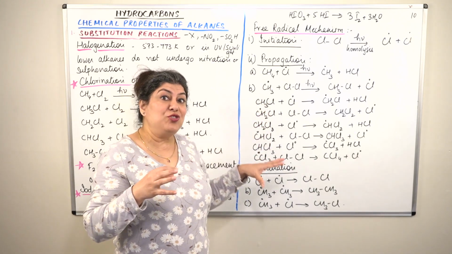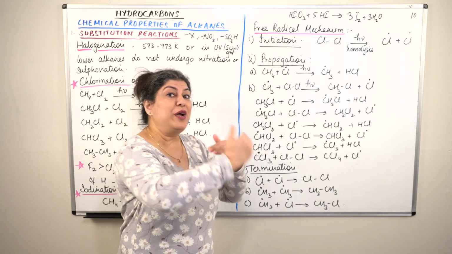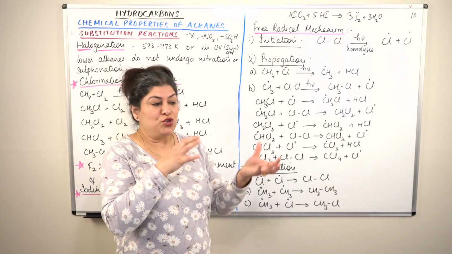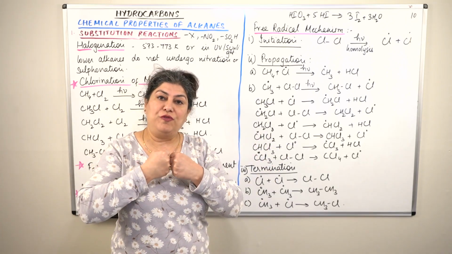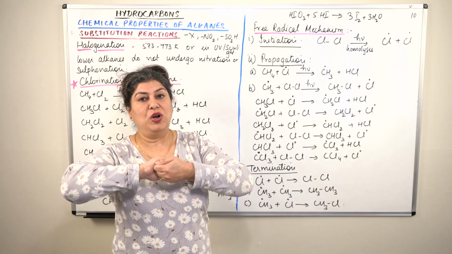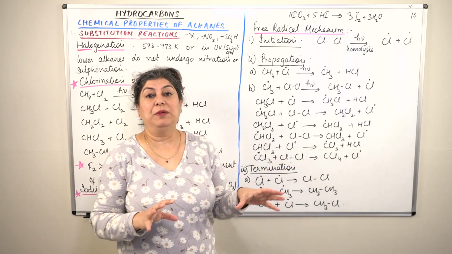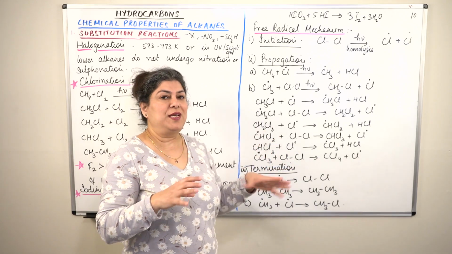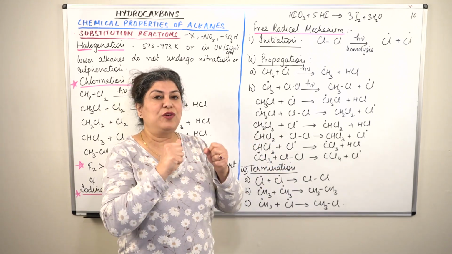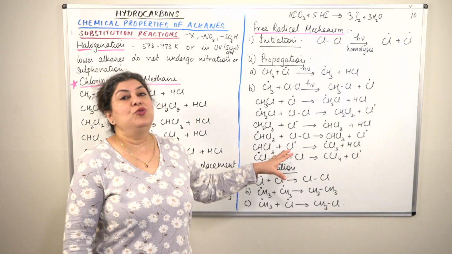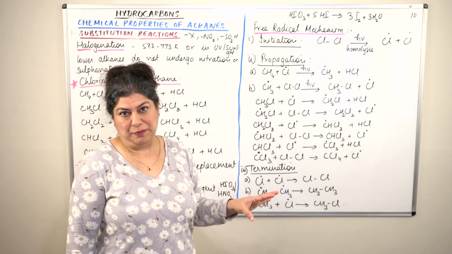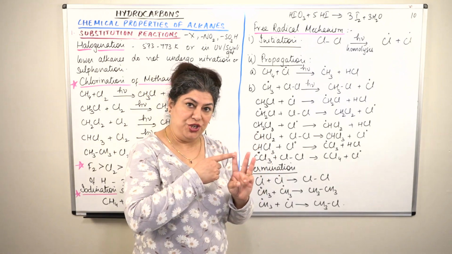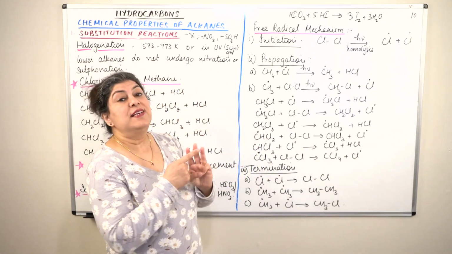Because for the chain to continue, the free radicals should keep on being generated. So when the free radical is not formed, it is blocked by forming a bond with something and it becomes a stable compound, then the reaction stops. That is why this third step, where the reaction stops as a result of the free radicals being blocked, is known as the termination step. So the free radical mechanism involves 3 steps: initiation, propagation, and termination.